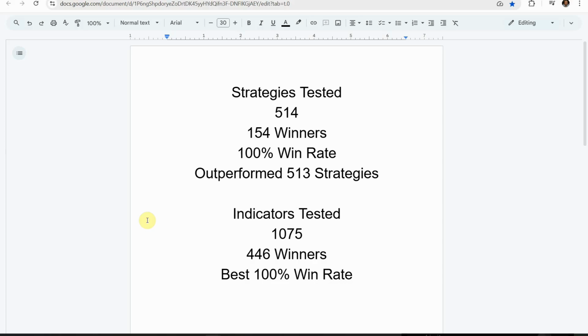Alright, as I said, today we will be testing a crypto reversal strategy. Before we do though, I wanted to put the testing scoreboard up for everyone to see. To date, we have tested a total of 514 different strategies. The best one so far was able to achieve a 100% win rate. That was achieved using the Academy of Forex indicator to trade the crypto scalping strategy that I'll mention in this video on a live trading account.